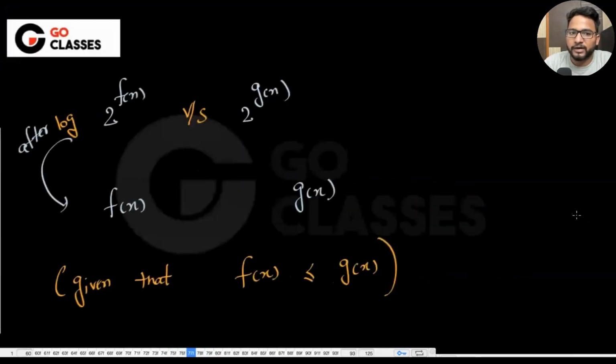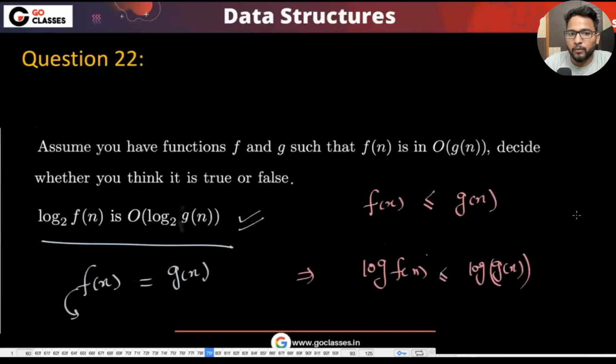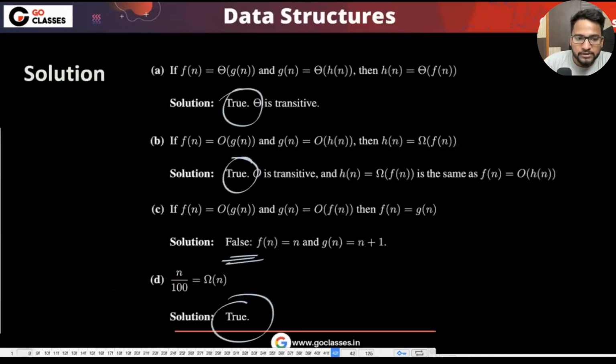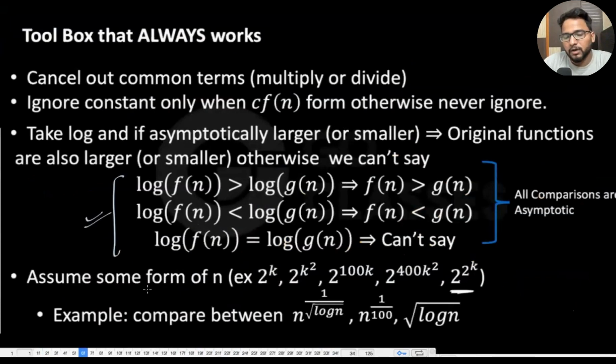So I hope it is making sense to everyone why we are not able to come up with the counter example here, because the constants are not playing any role here. Also always remember that this toolbox is always true. There is nothing wrong with this toolbox. You compare after the log, and all of these things are working perfectly.